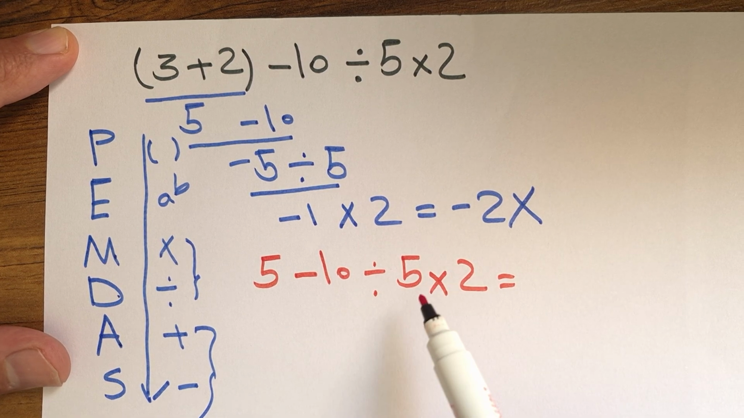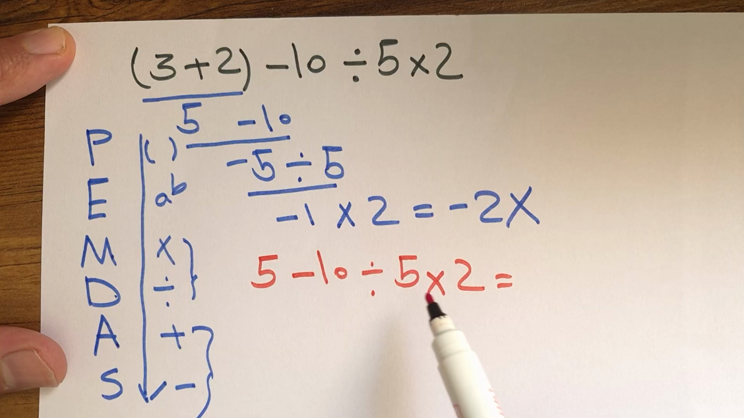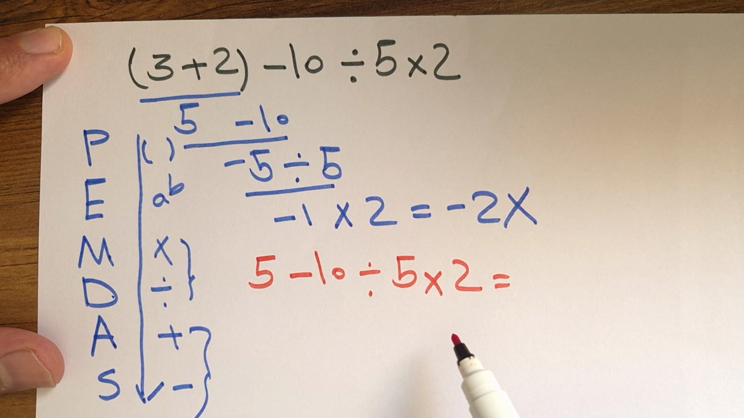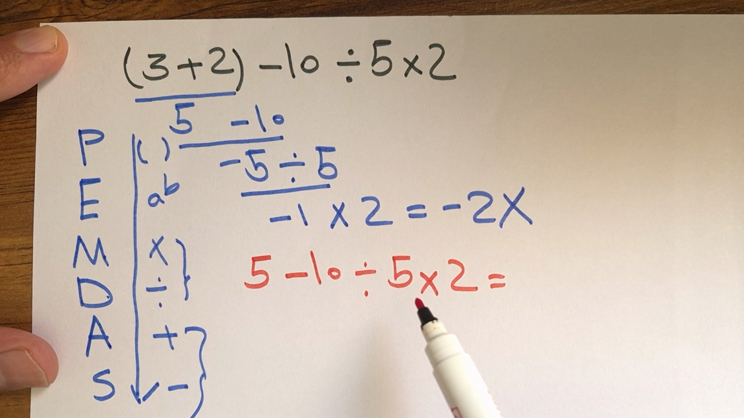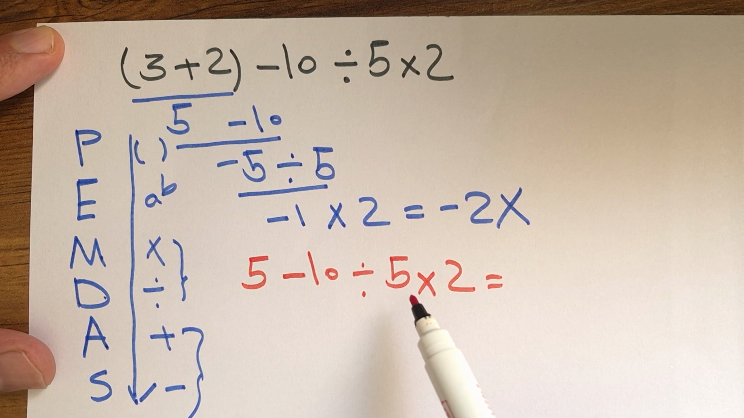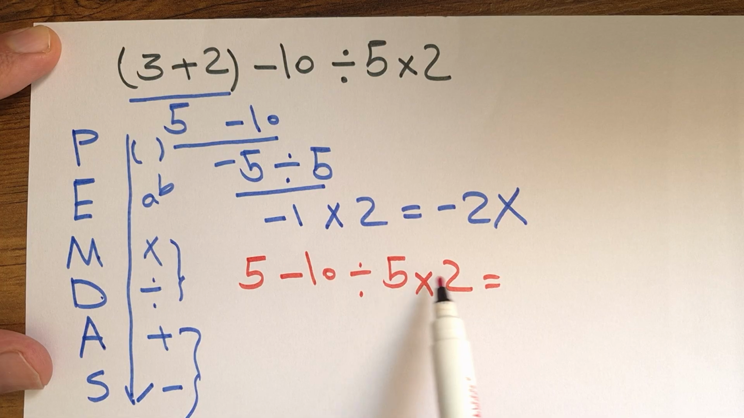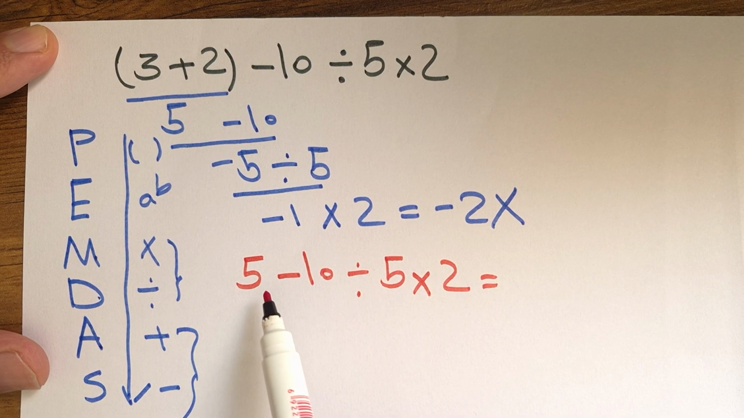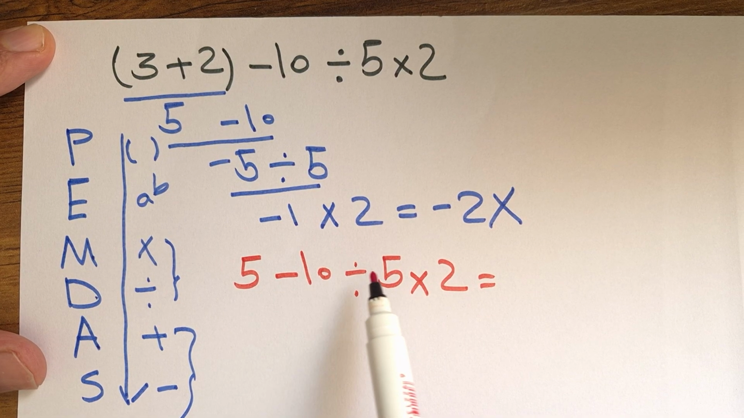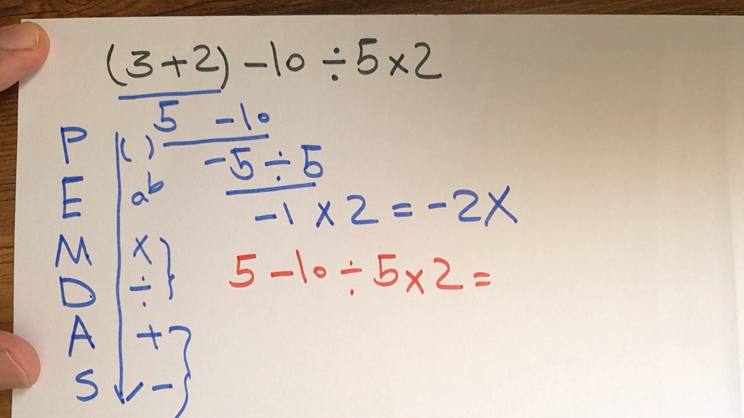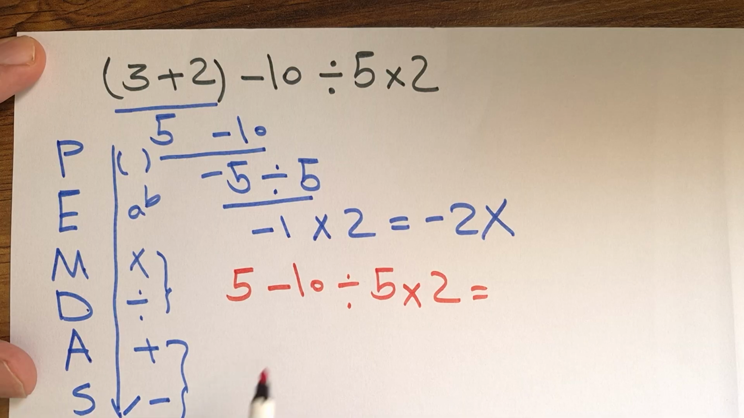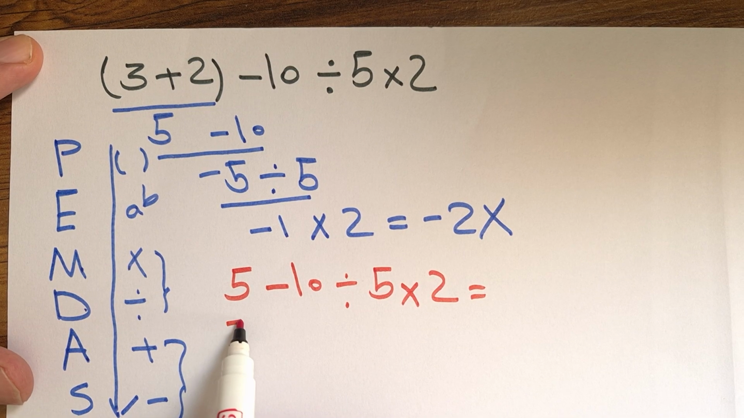Some students here, they come to this step, but then they make a mistake. They think that multiplication always has a higher priority than subtraction. They would say, okay, 5 times 2 is 10. Then 5 minus 10 divided by 10. So they would end up with a wrong answer again.